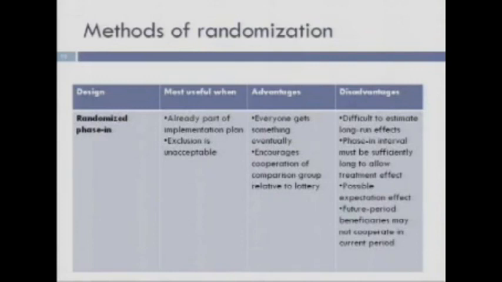Okay, another approach is randomizing phase-in. So you can have a program that eventually is going to reach everybody, but you've randomized the order in which it's phased in. So in many cases, particularly if you're working with nonprofits, they're not going to launch the program all over the country initially or all over the area where they work initially anyway. They're going to phase it in. So it's just a matter of randomizing the order.